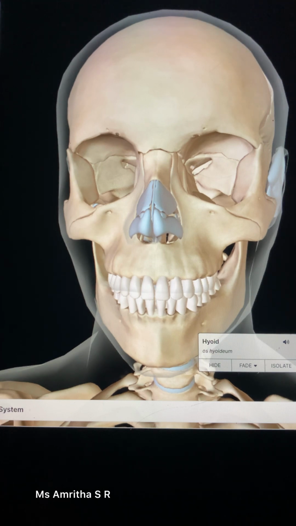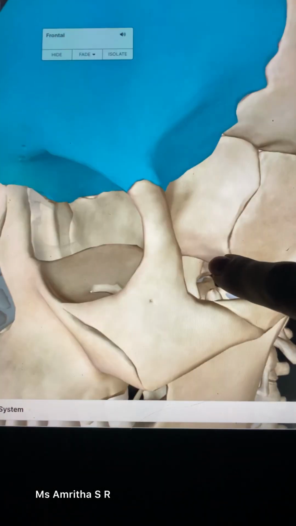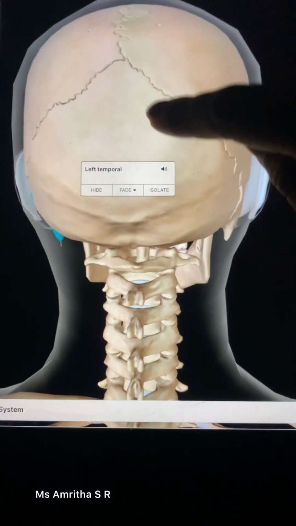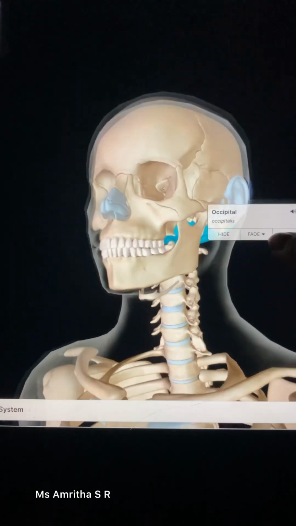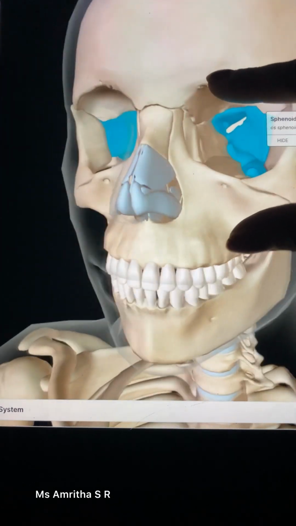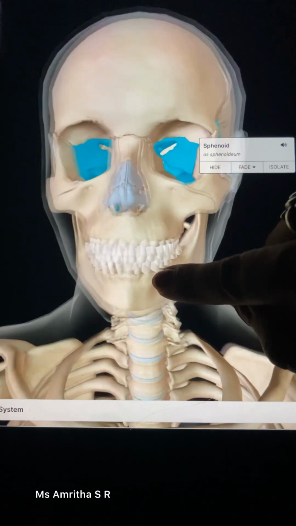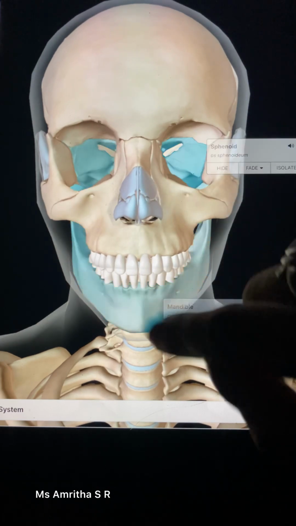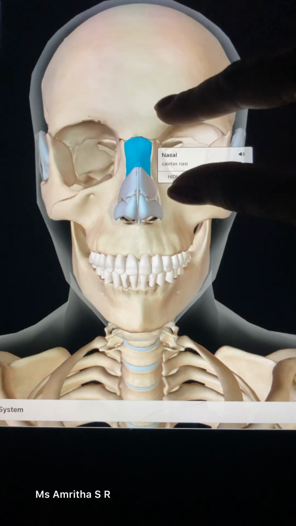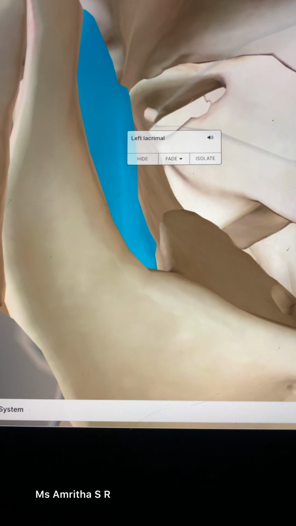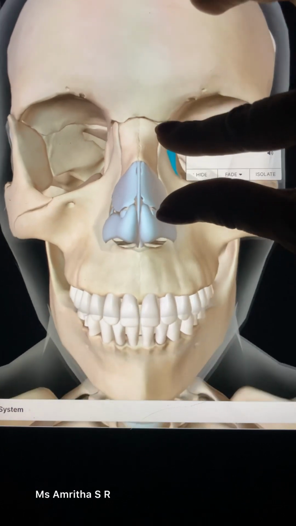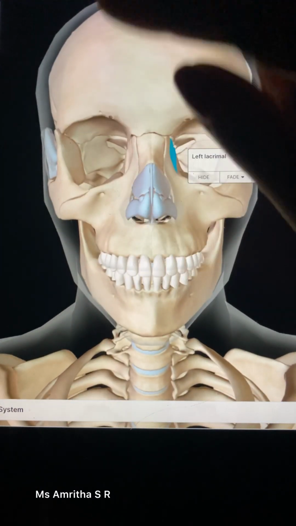When it comes to the cranium bones, we have frontal, parietal, temporal and the occipital. And in front side we have the ethmoid and sphenoid, totally making 8 cranium bones. Next is with the facial bones, that is mandible, maxilla, zygomatic, nasal, then the lacrimal, plus followed by this we have 5 others, totally making 14. So 8 plus 14 makes the 22.